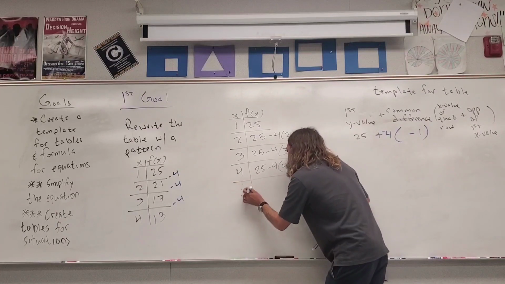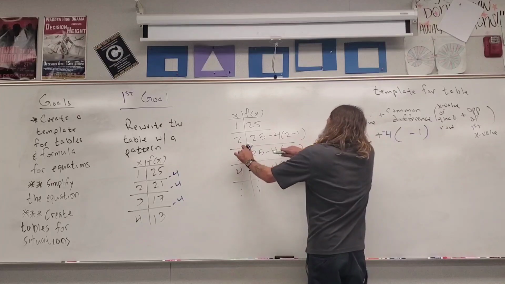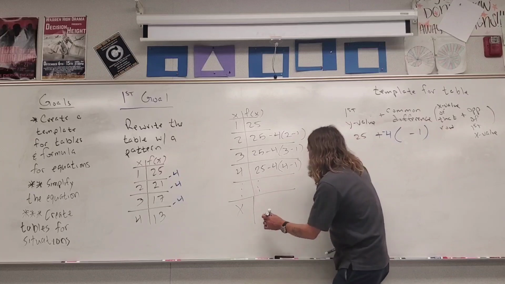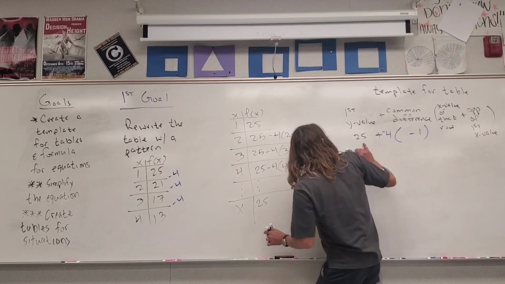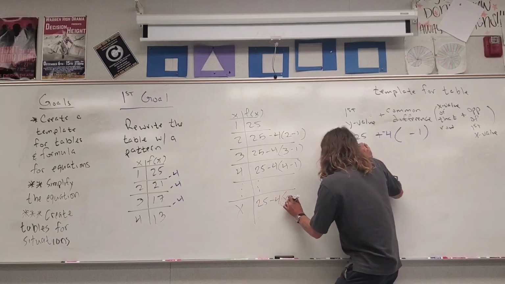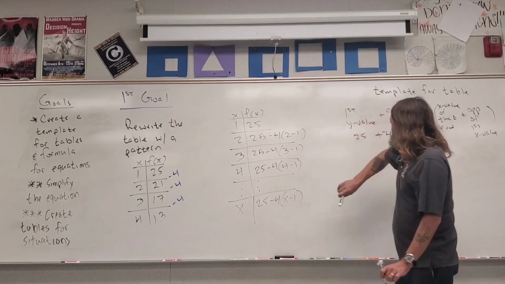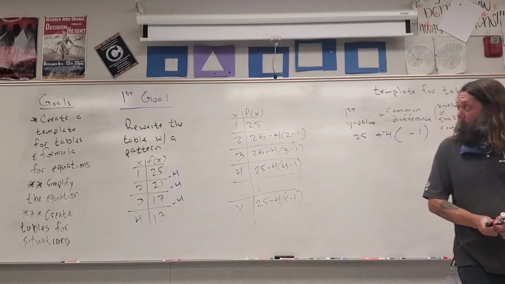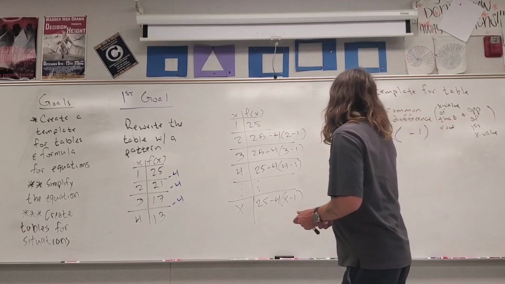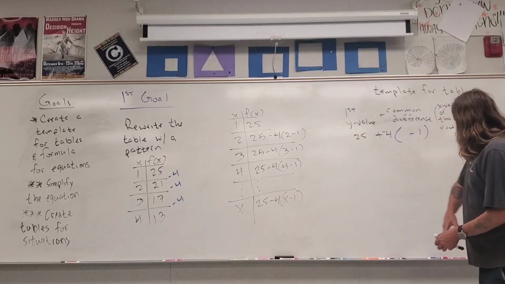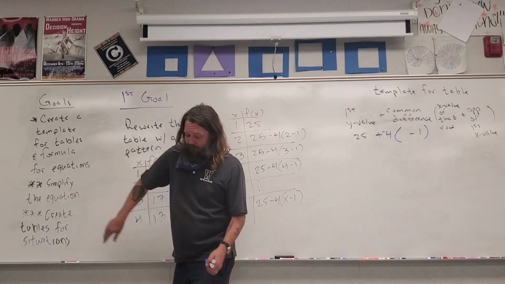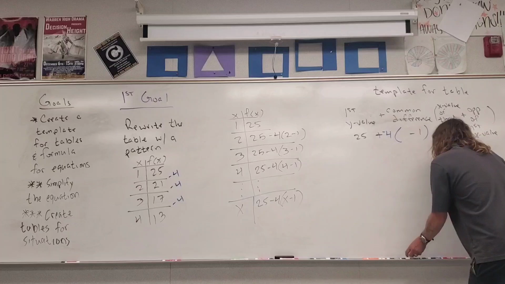And now I can generalize this because I have a repeating pattern. For my x row, it's going to be 25, my first y value, minus my common difference, my x value for that row, minus the opposite, minus 1, which is the opposite of my first x. So this is how we create a template for tables. If we set this equal to f of x, we have a formula for our equation, okay? So let me write that down real quick.